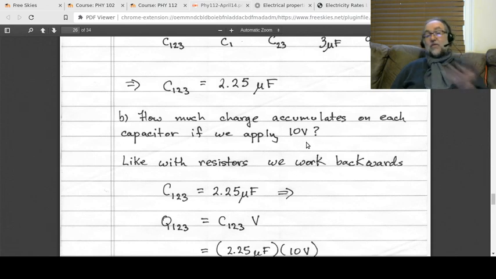Okay, and I could have also asked there, what's the potential drop across each of them? And that'll come out as we do this as well. Okay, so I didn't ask it there, but I actually do put it in the summary later. All right, let's do it. So just like with resistors, we work backwards.